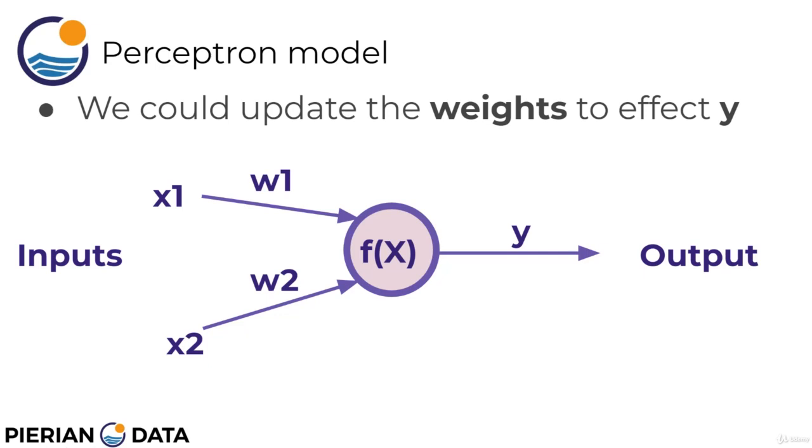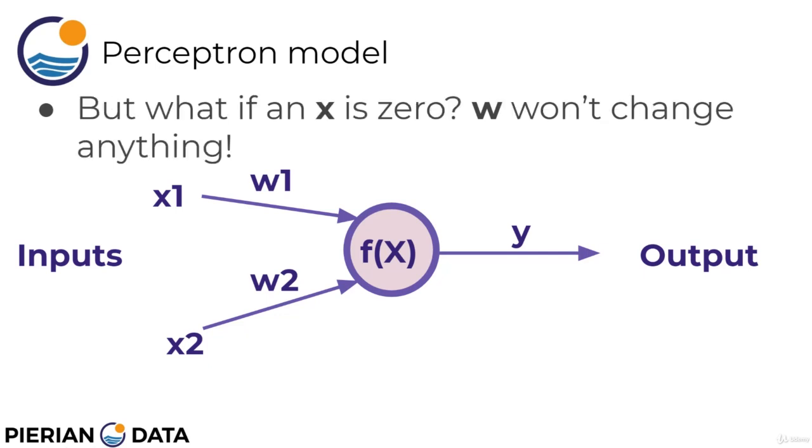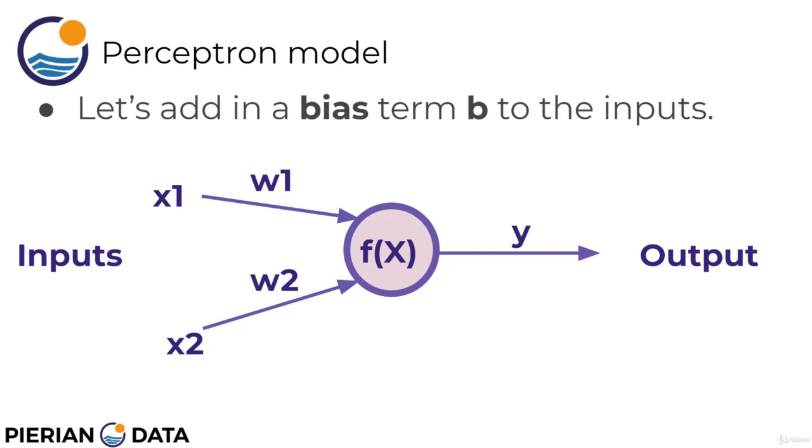Now we could update the weights in order to affect the output y. But what happens if x input is actually 0? That means no matter what you do to the weight, that actually won't change anything. So to fix that problem, we could add in a bias term b to the inputs. So regardless if x1 is 0 or x2 is 0, which means that when you multiply it by a weight, it'll always end up being 0 regardless of how you update the weight, what we can do is add in a bias term b to the inputs. So we essentially assign this neuron its own particular bias, so that the inputs end up not just getting multiplied by a weight, but having a bias added to them.